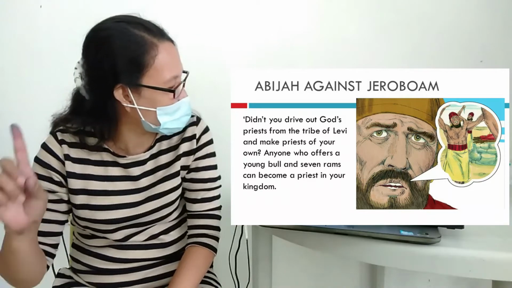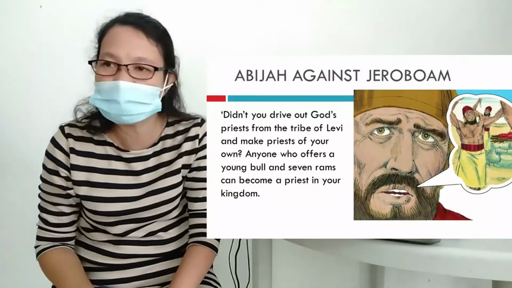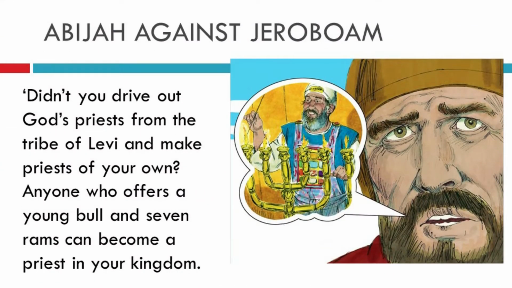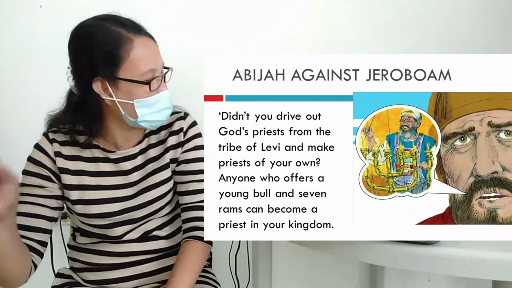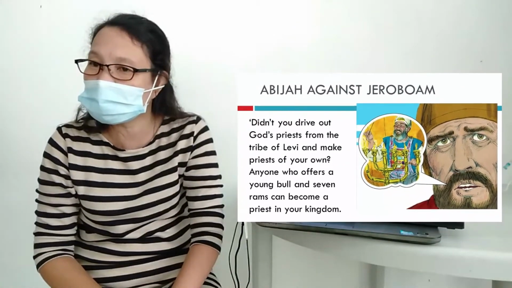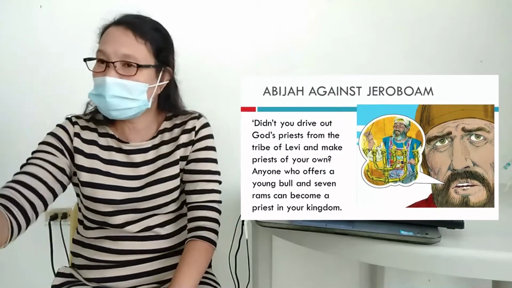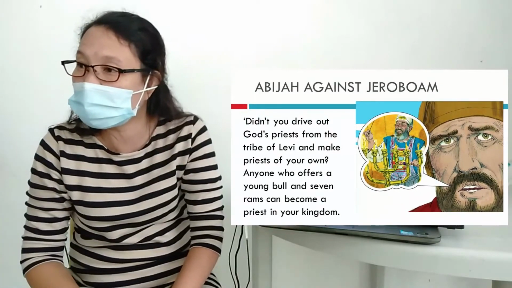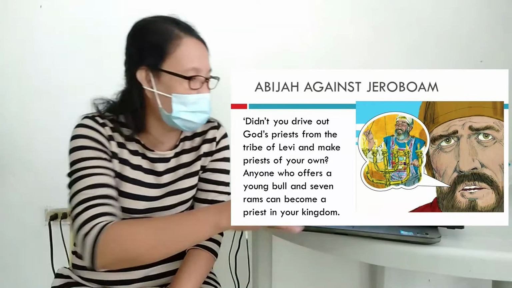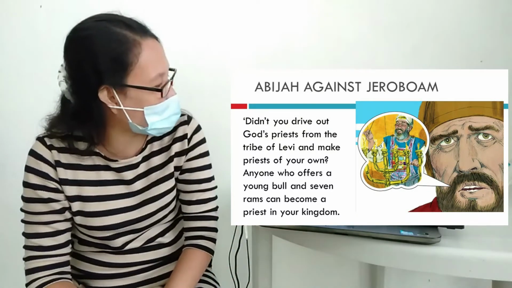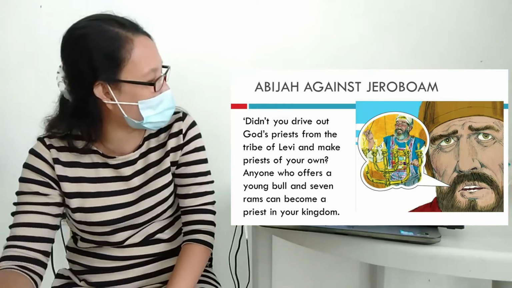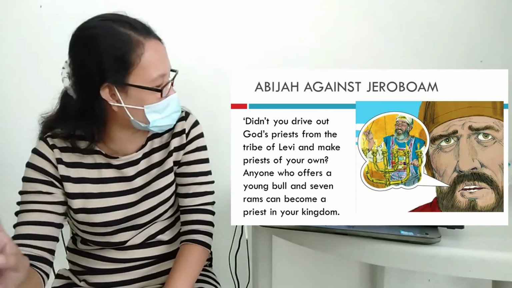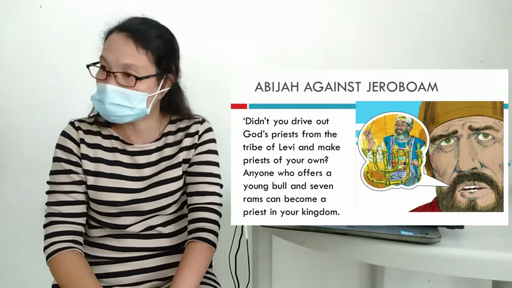Anyone who offers a young bull and seven rams becomes a priest in your kingdom. And look, you drove out God's priests from the tribe of Levi and made priests of your own. Abijah said, those who offer offerings, you let them become priests. Abijah said so much to Jeroboam. We are worshiping God as He asked us to do, but you are not. God is with us. He is our leader. His priests will sound the battle cry against you upon the trumpets.